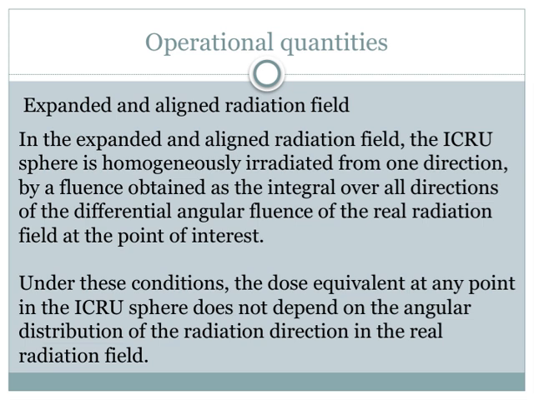What's particularly interesting is that under these conditions, the dose equivalent at any point inside the ICRU sphere does not depend on how the radiation is distributed angularly in the real field. So, whether the radiation is coming predominantly from one direction or more evenly spread, the dose equivalent inside the sphere remains the same. This highlights the importance of the expanded and aligned field in simplifying dose calculations and helps us understand how operational quantities are defined and used in radiation protection.